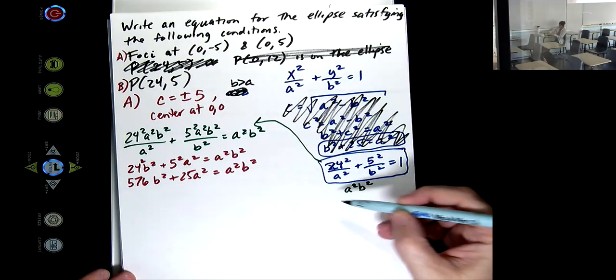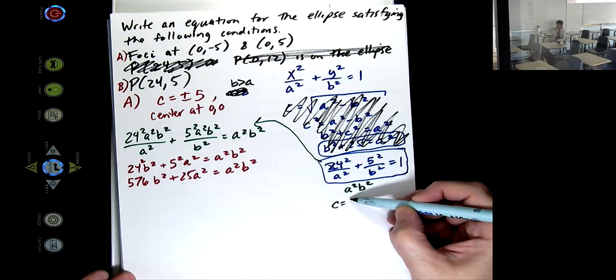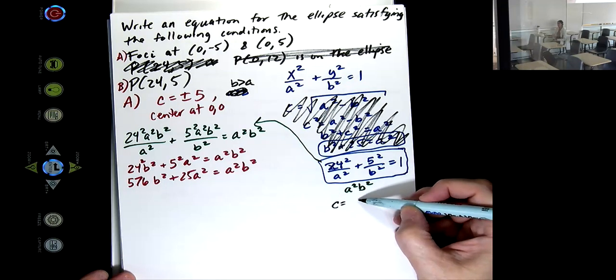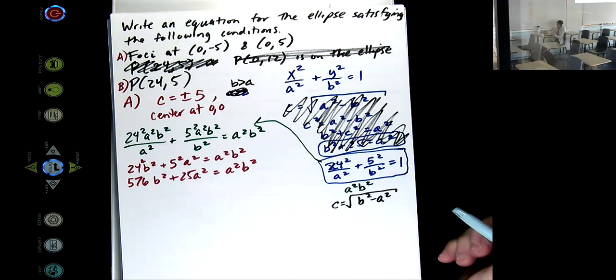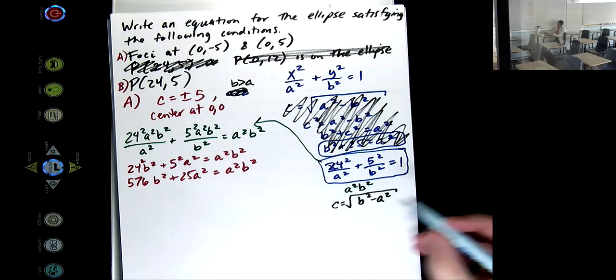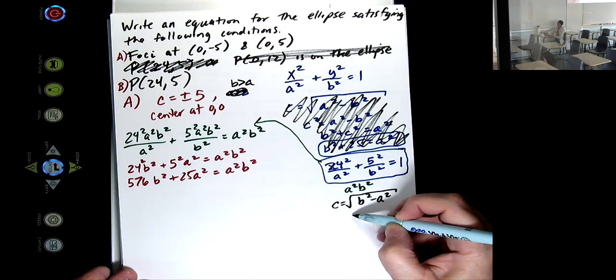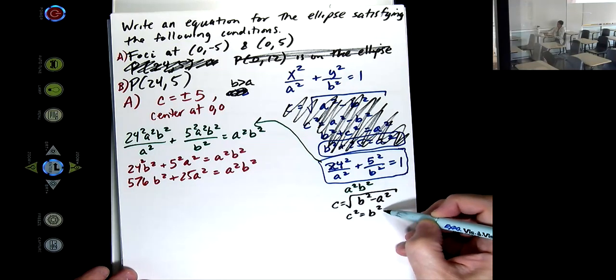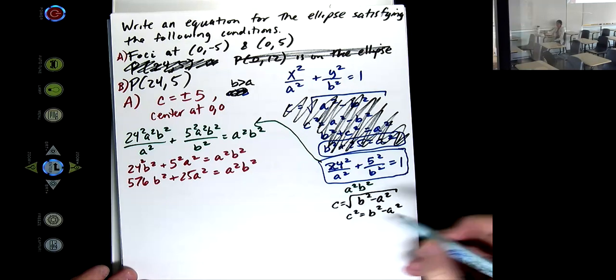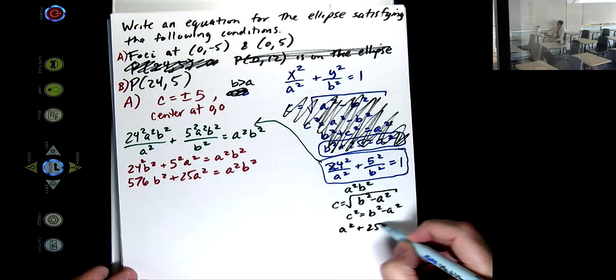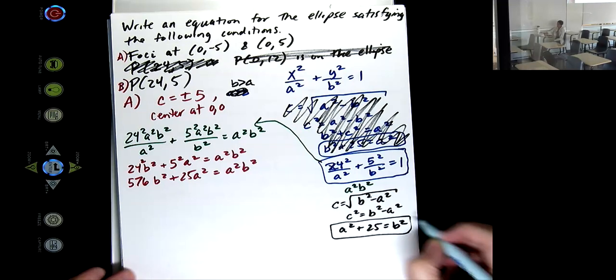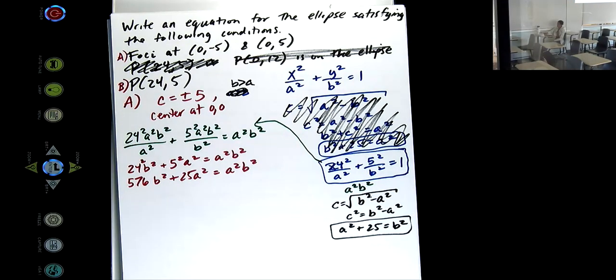So if b is greater than a, I can still get c. I can dump the absolute value signs if I make it b squared minus a squared. So if I square this, I've got c squared equals b squared minus a squared. And if I add a squared to the other side, I have a squared plus c squared, which is 25, equals b squared. We'll use that equation. Good catch before I started digging into the weeds here.